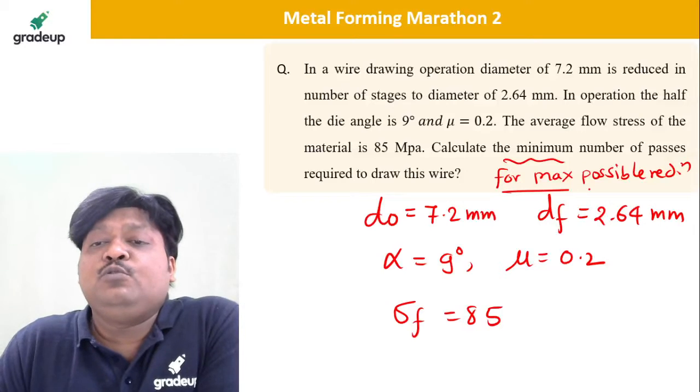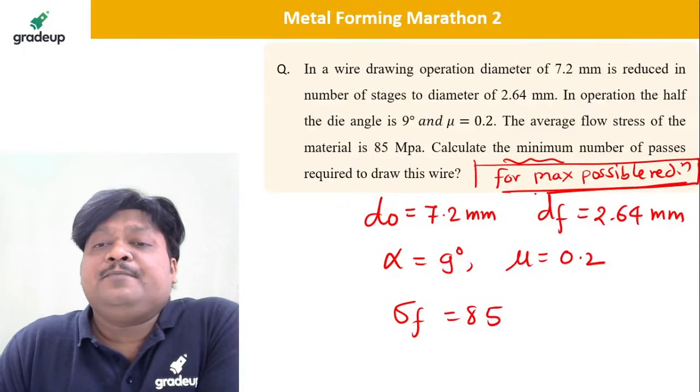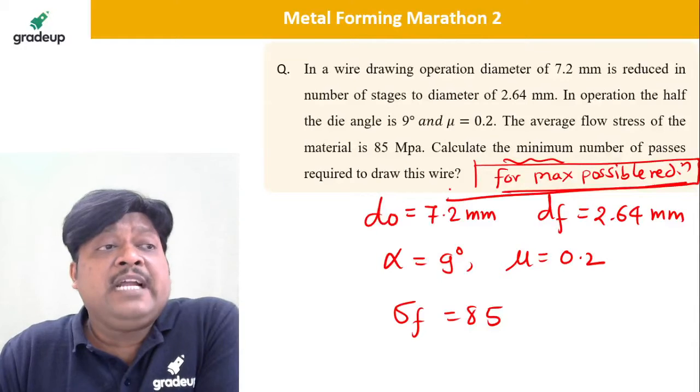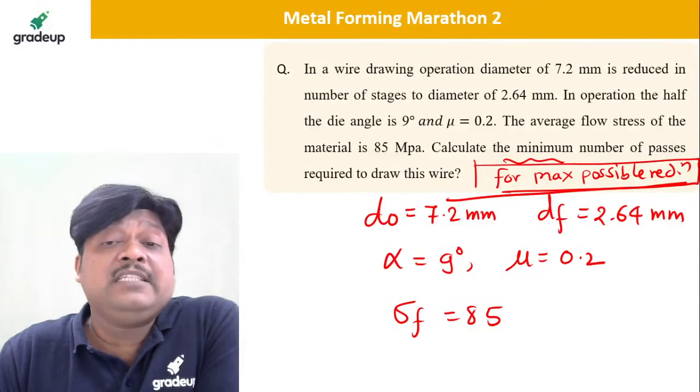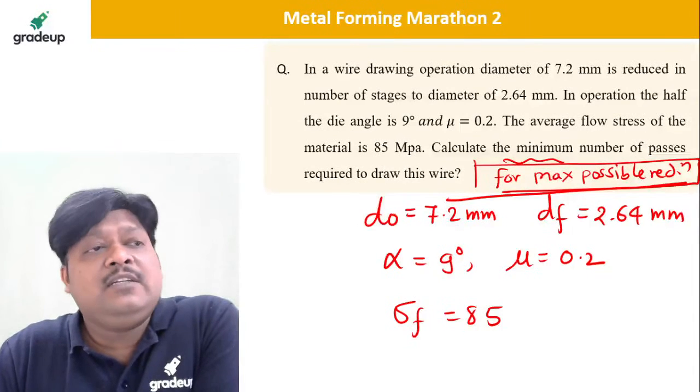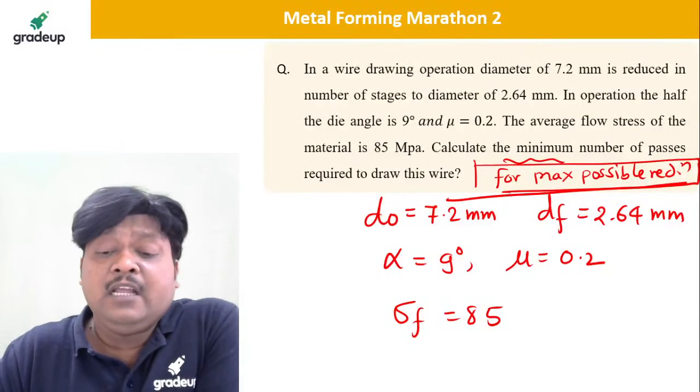Definitely it will be given to you. Don't worry about this. By default you have to assume that, and only then can you go for the minimum number of passes, when you will have the maximum possible deformation. That is a very simple thing.